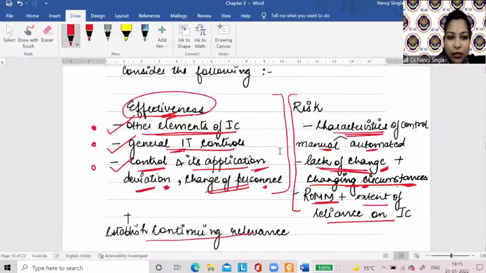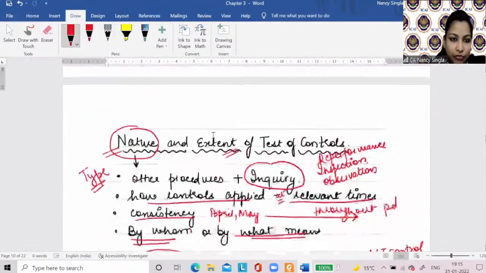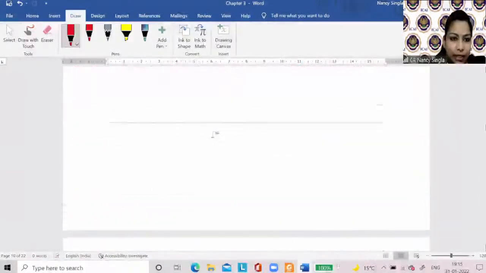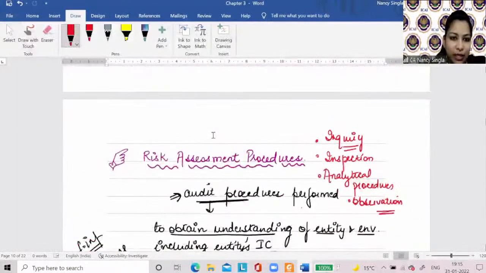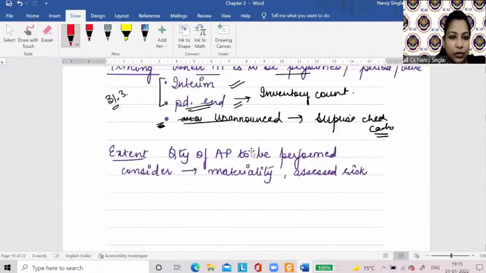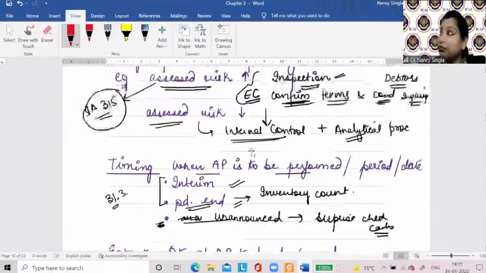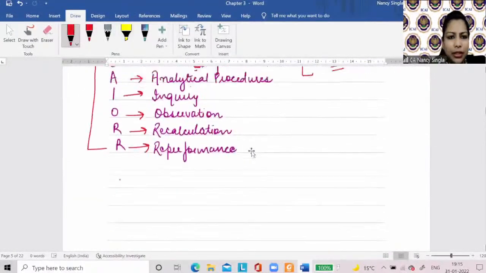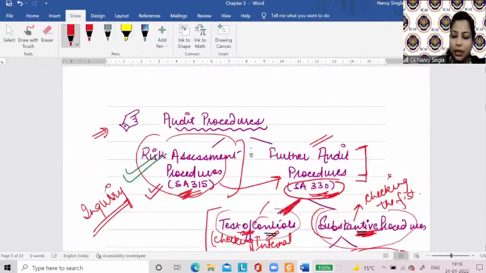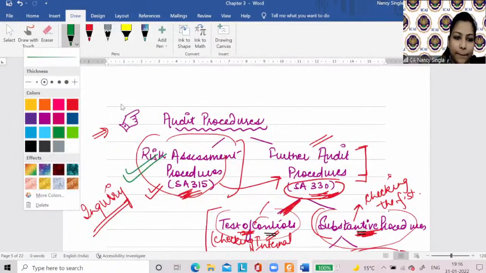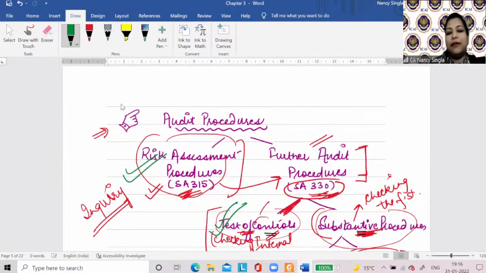Just have a look at that chart, and before taking a break, I'll quickly recapitulate what we have done in test of control. Okay? So be with me for 10 more minutes, then I'll take a break. So test of controls we have done.